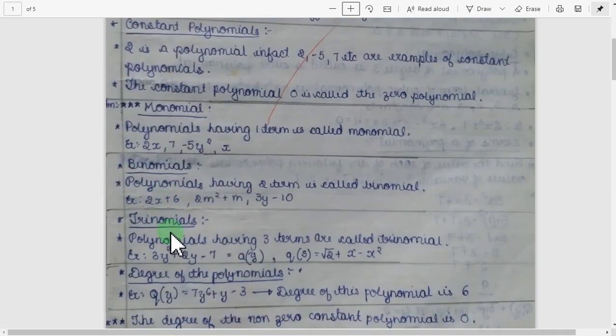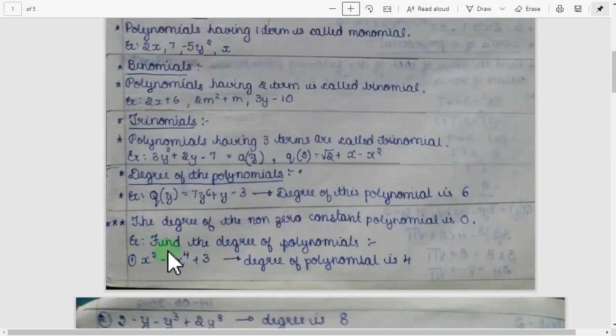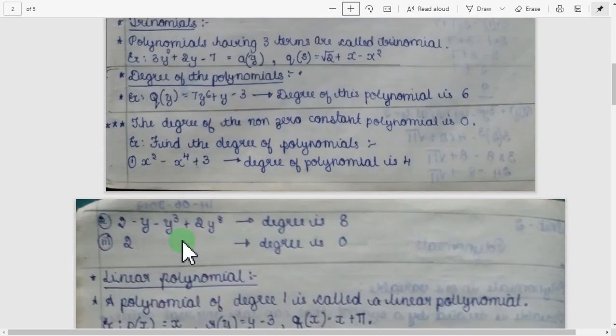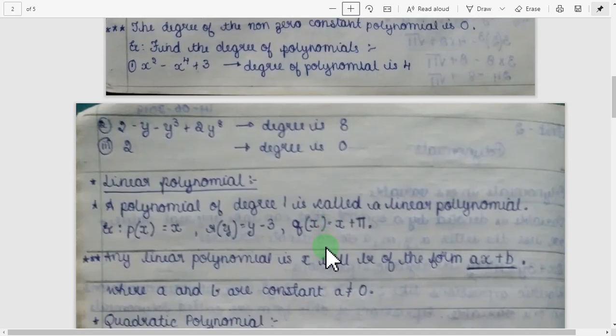polynomial in one variable, because this also contains the same variable, x square and x. The highest power is 4, so the degree is 4. Simple question. Next, 2 minus y cube, where y is the variable and the highest power is 8, so the degree is 8. Then 2: this is a constant polynomial with no variable, and we are comparing the exponent of a variable, so here no variable means degree is 0.